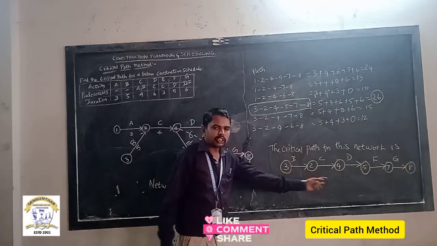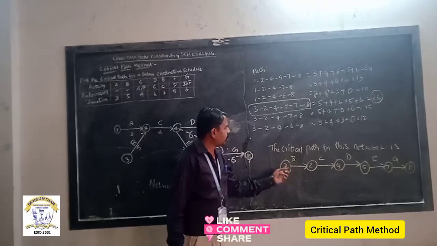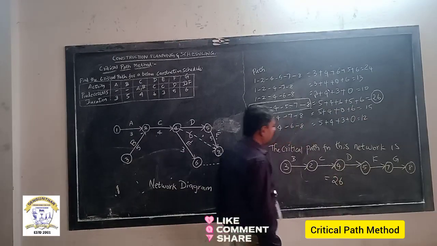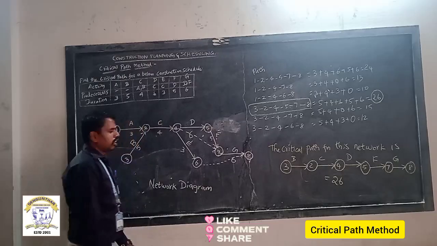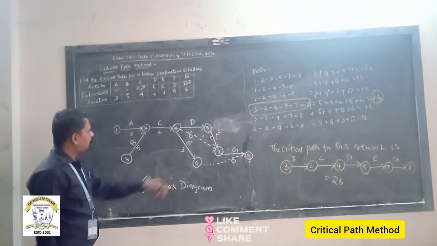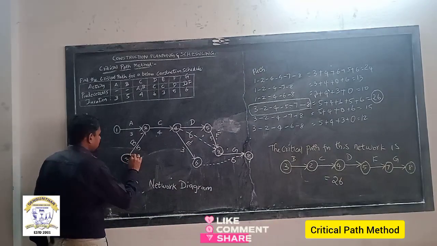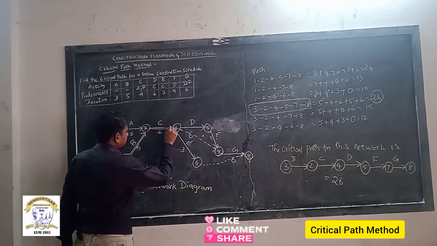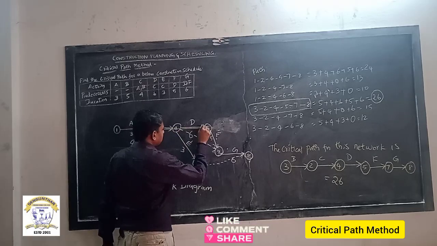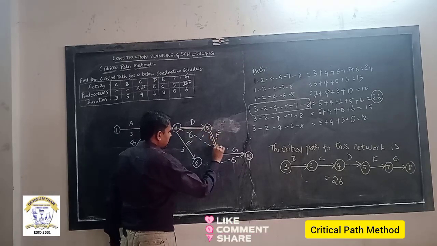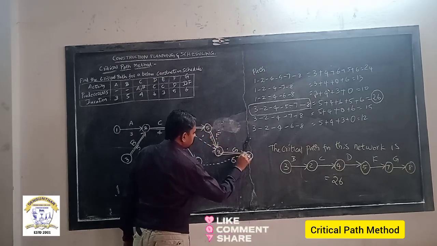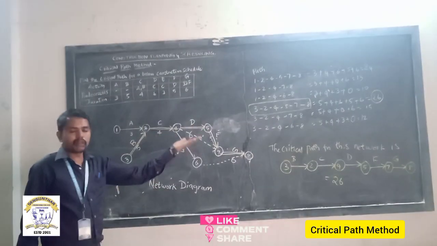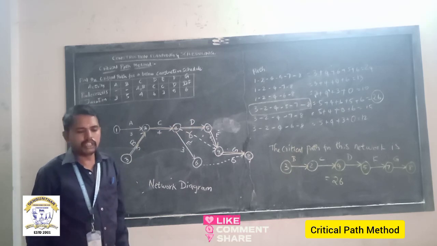So this path is the critical path because it has the maximum duration. Finally, I marked this critical path in this particular network diagram because this path is very dangerous, as it can delay the project. Because it takes more days to complete its activities.